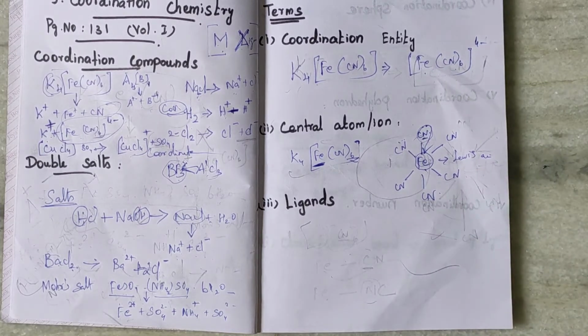So what is the central atom? The first position of the metal in the coordination entity is called the central atom. Second point, what is Lewis acid? The electron acceptor is called Lewis acid. Here the metal accepts the electron from cyanide ligands, that's called Lewis acid. Next, ligands. What is a ligand?